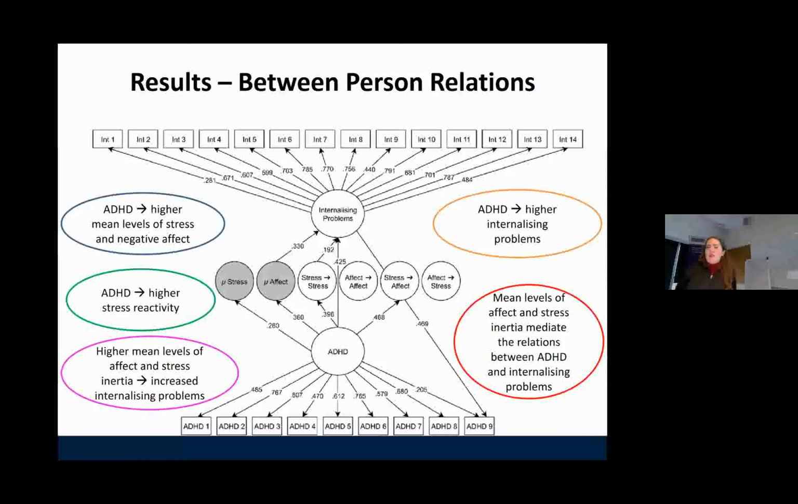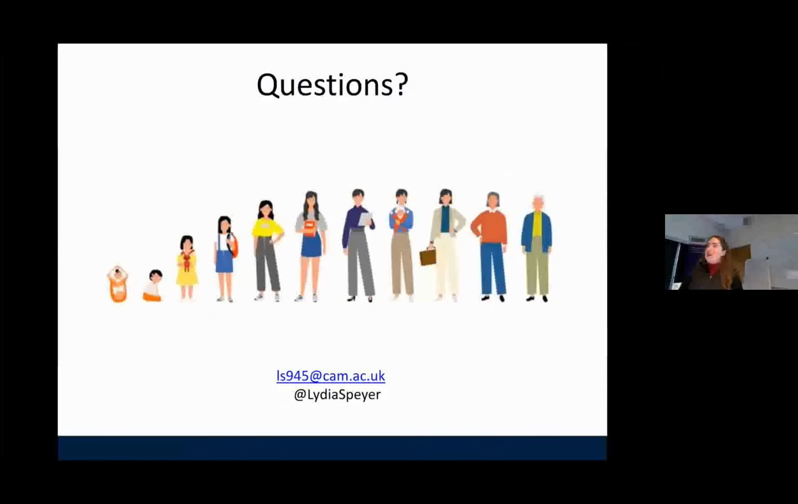So if you've got any questions about those modeling frameworks, I know that was a very brief introduction, just let me know. And also if you've got any questions, I'm happy to answer.